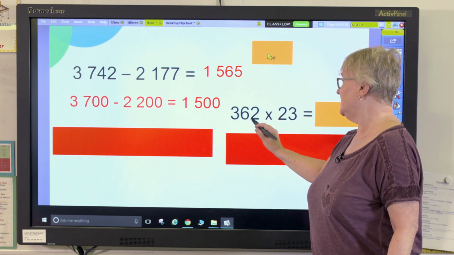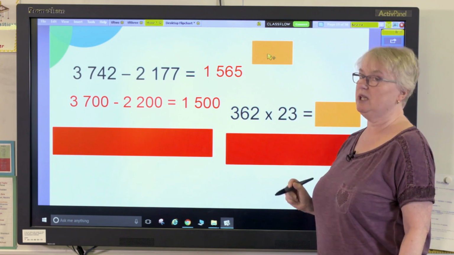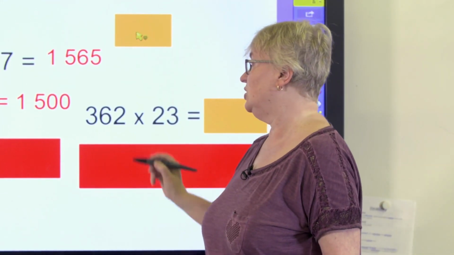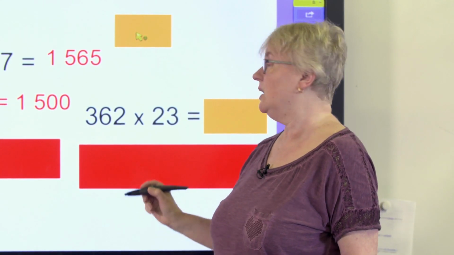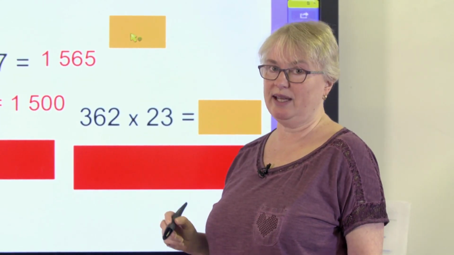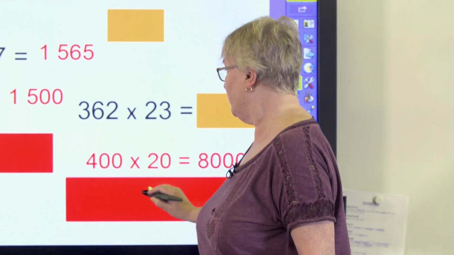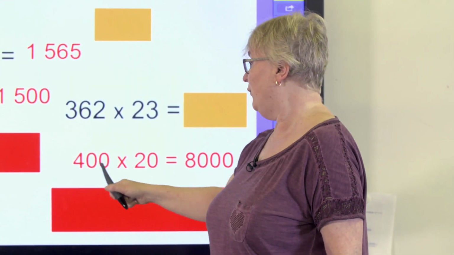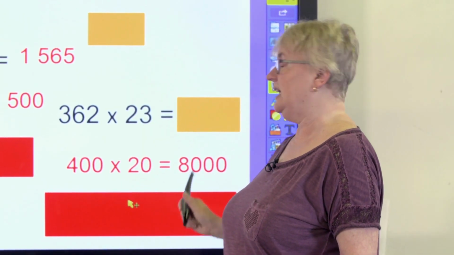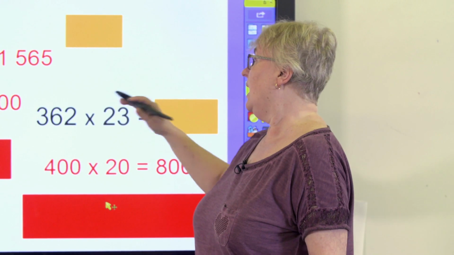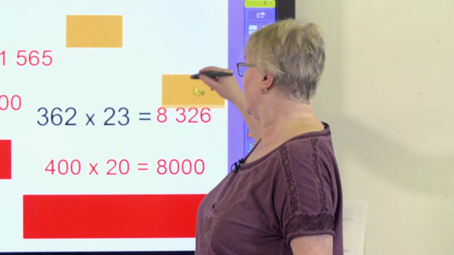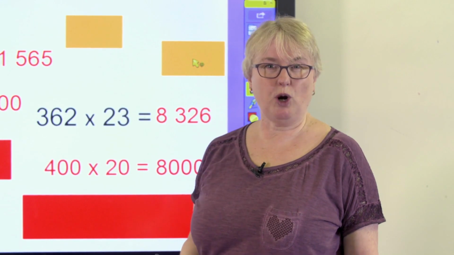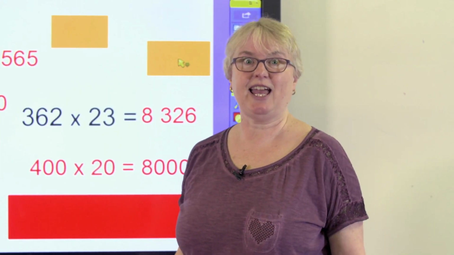I've got 362 multiplied by 23. So 362 can be rounded up to 400, and my 23, I would round that down to 20. Let's have a look at my estimation. I've got 400 multiplied by 20, giving me 8,000. I then do the actual multiplication, and I can see that that probably is the right answer. It's as close to 8,000 as I'm probably going to get. So that's how we can use estimation to help us check that our calculations are accurate.